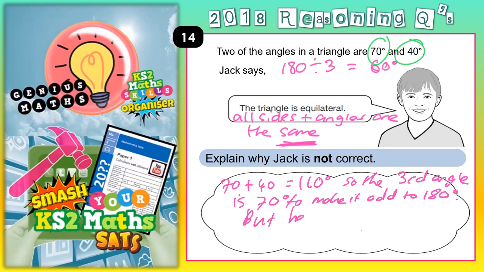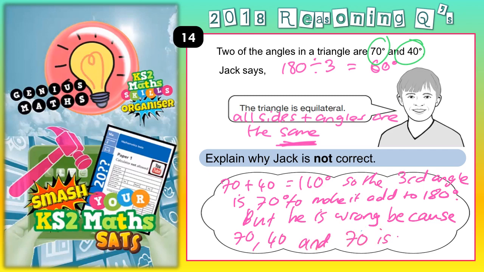But he is wrong, because 70, 40 and 70 is not equilateral. It is isosceles. So yeah, if you actually work it out, he's actually dealing with an isosceles triangle, because the other angle is 70 degrees. And when two angles are the same, that's isosceles. It's only when all three angles are the same that that's equilateral.